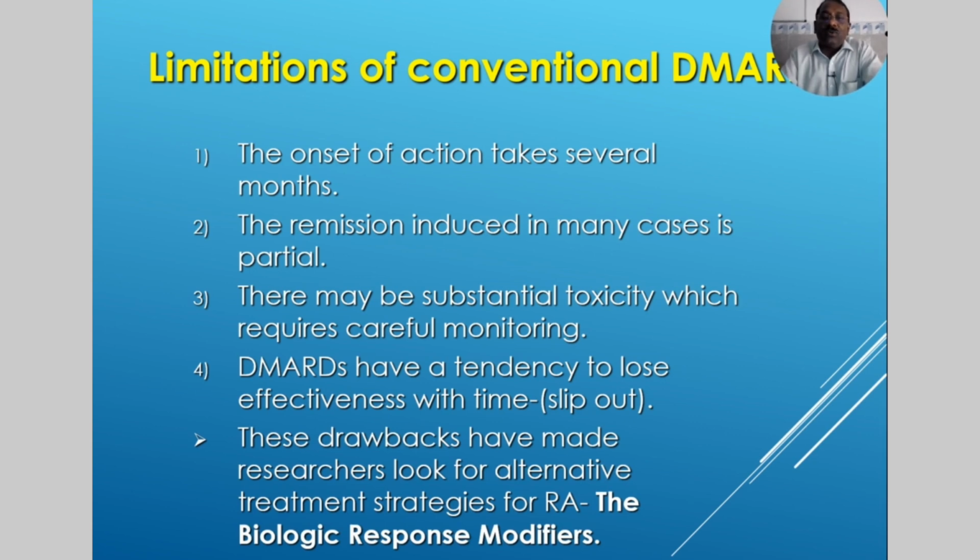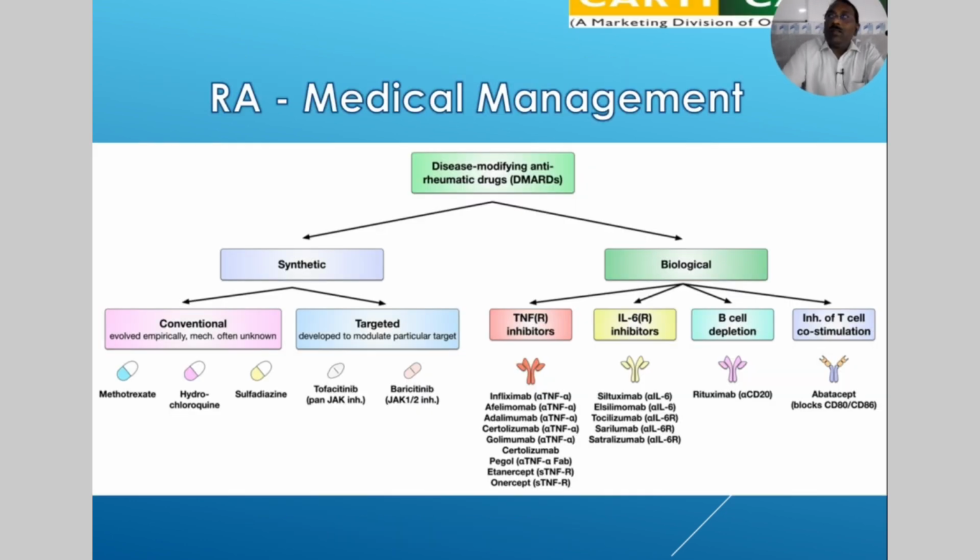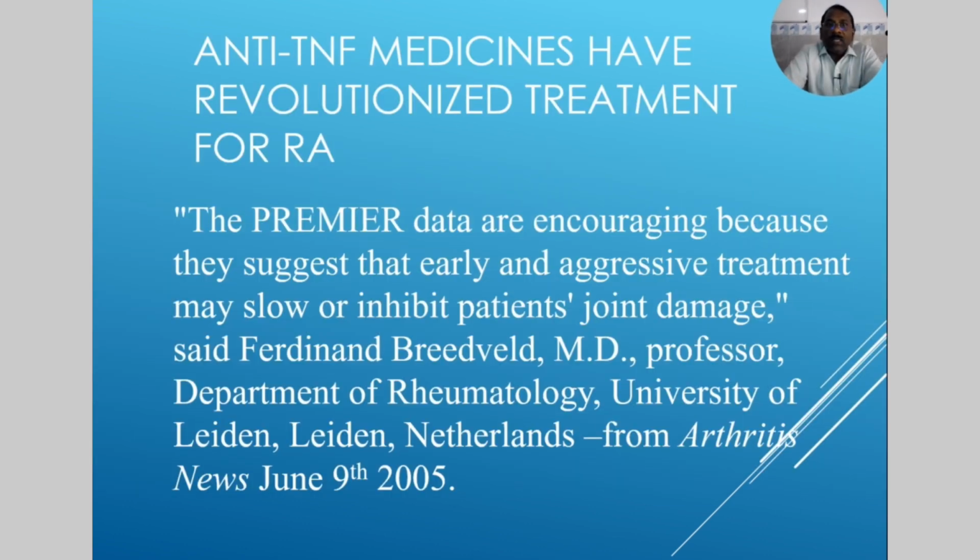These drawbacks have made the researchers look for alternative treatment strategies. They are biologic response modifiers. They are the game changers in the management of rheumatoid arthritis. Among biologicals, you have the tumor necrosis factor inhibitors, like infliximab, adalimumab, golimumab, etc. And interleukin 6 inhibitors, like tocilizumab, which we used in the COVID era; B cell depletion, rituximab; and we don't use abatacept. Okay. So the biologicals we often use in our practice are rituximab, tocilizumab, infliximab, adalimumab. See, the anti-TNF medicines have revolutionized the treatment for rheumatoid arthritis. It's a big game changer.